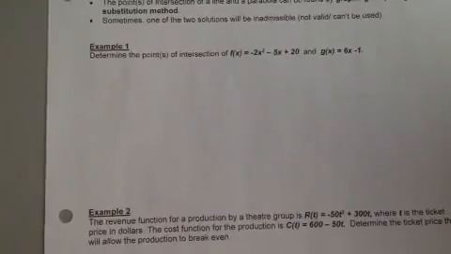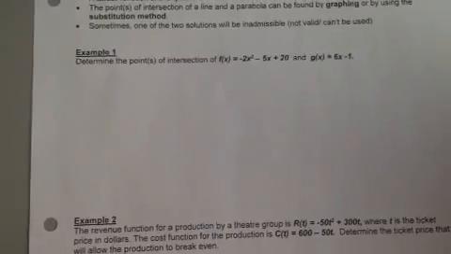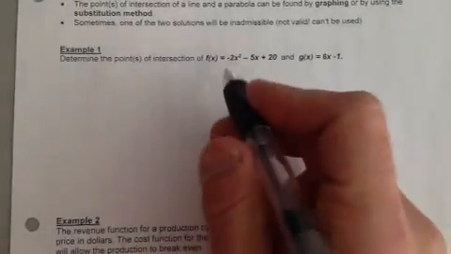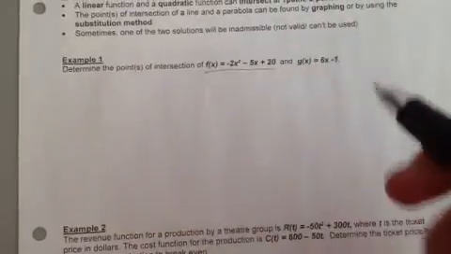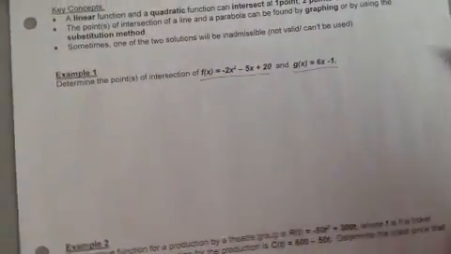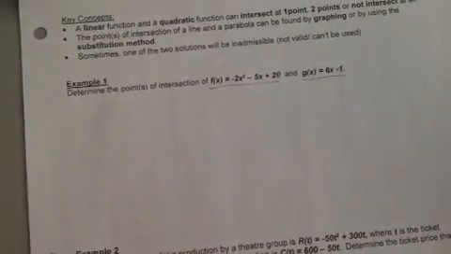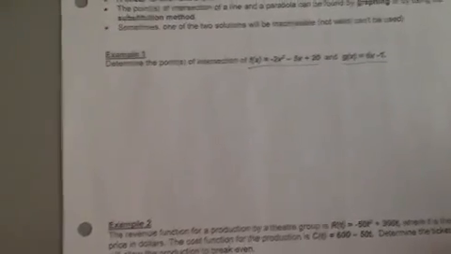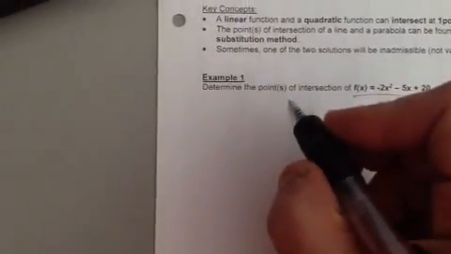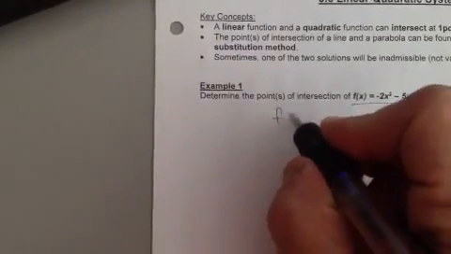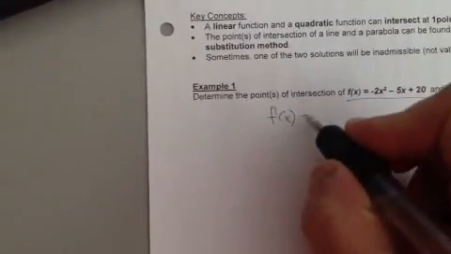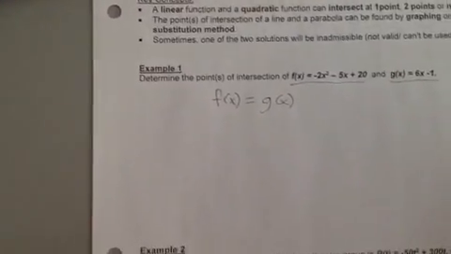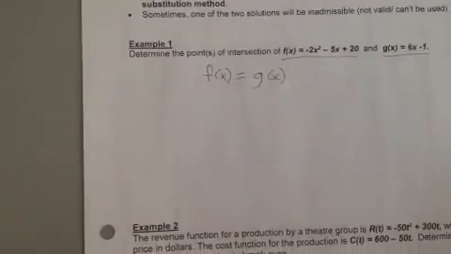It says determine the point or points of intersection between f(x) equals that and g(x) equals that. As you can see, f(x) is a parabola and g(x) is just a line, because that's just 6x minus 1. So we're trying to figure out when those two are the same, basically when f(x) is equivalent to g(x). That will be the point of intersection.